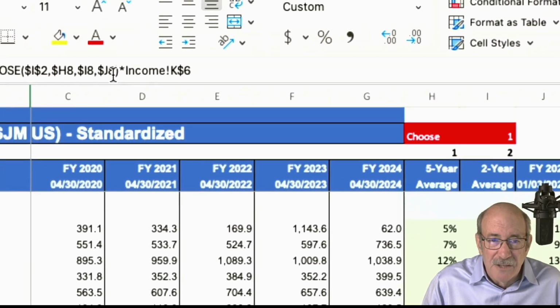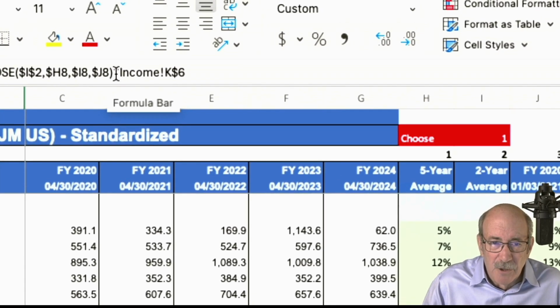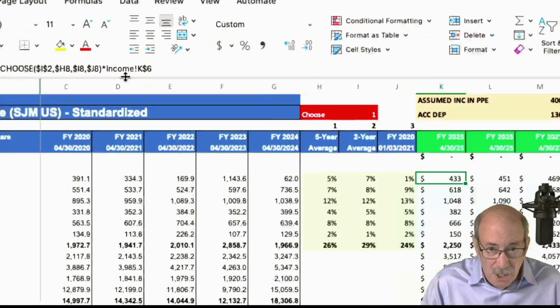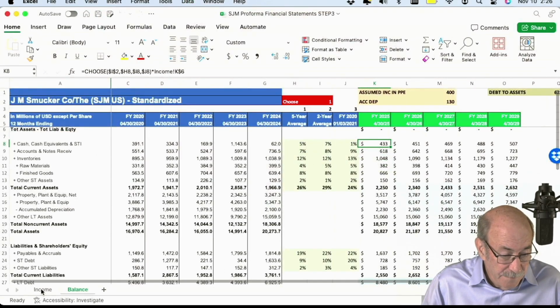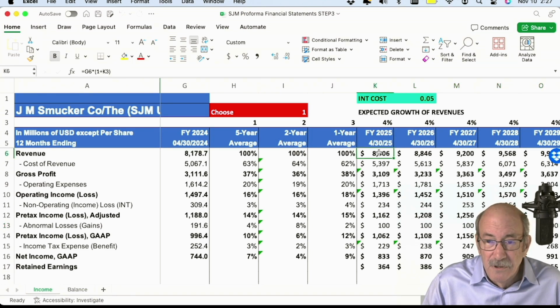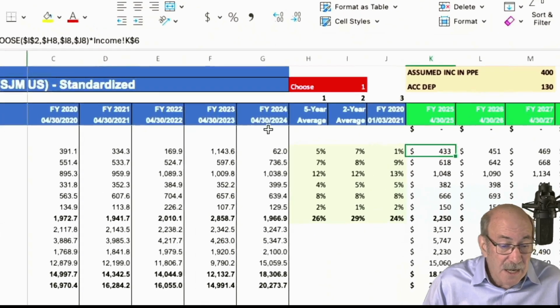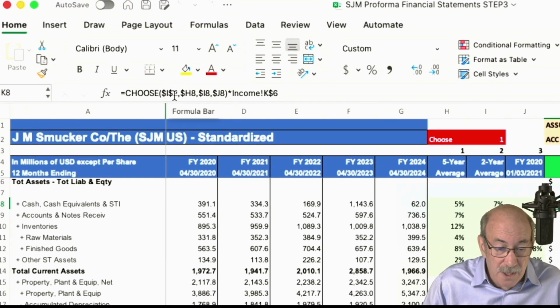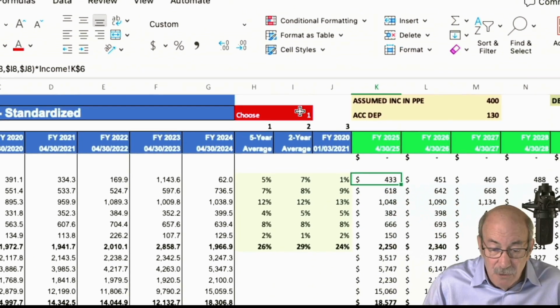Then to get the actual cash value, I have to multiply it by cell K6 off of my income statement. Well, let's look at what K6 is. K6 is right over here. That's my revenue for 2025. That's 8.5 billion in revenue. These are all in millions. All right. So once I've done that, again, I have locked down this one. I've locked down both the row as well as the column, because I always want to reference that cell.